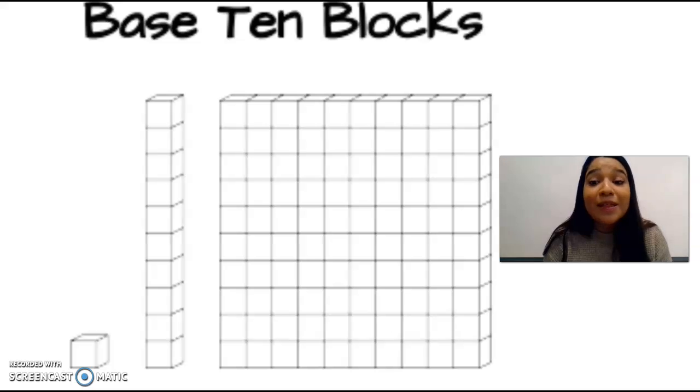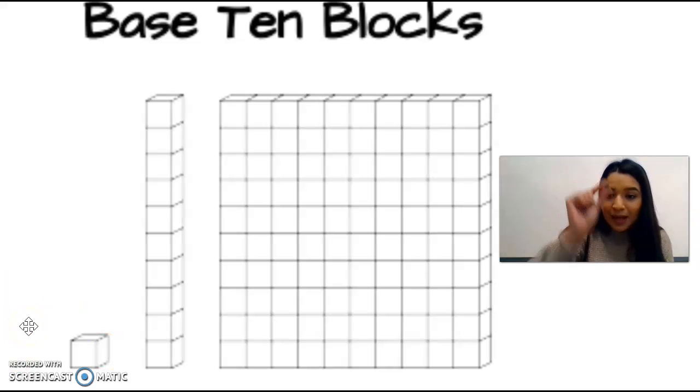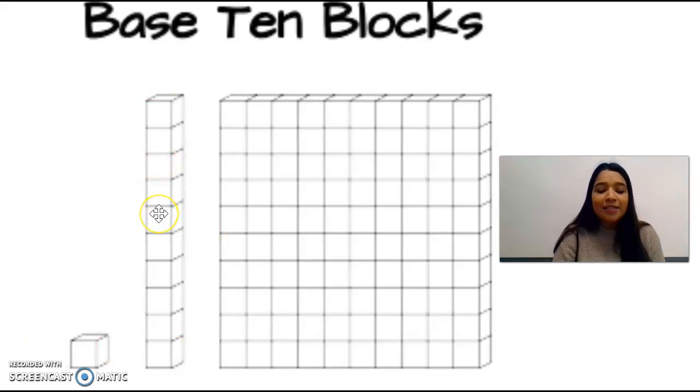Our first vocabulary word is base 10 blocks. So right here, we're going to see 3 base 10 blocks. We have our ones, which is our little base 10 block, our tens, which is our 10 longs, and our hundreds block.